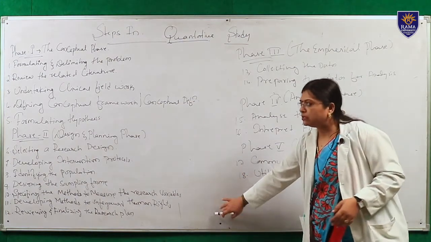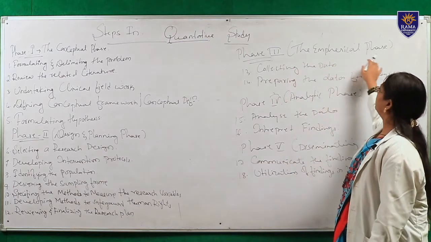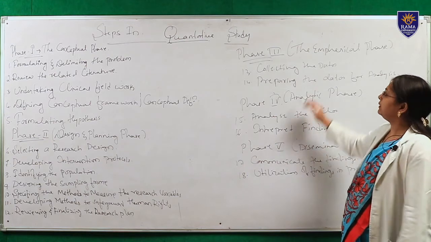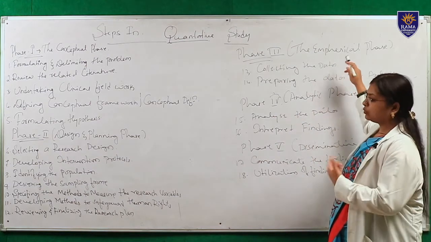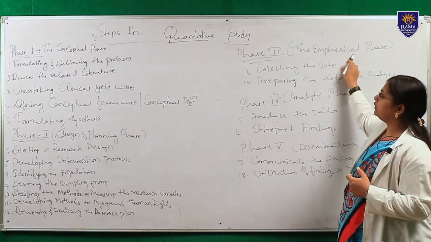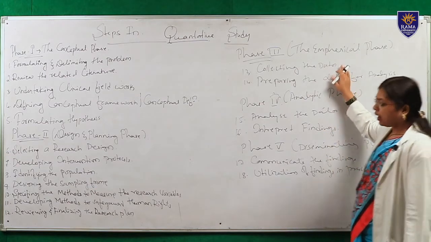After this completion, next comes the third phase, that is the empirical phase. In the empirical phase, what are we doing? Once we are done with the research plan, we will go to the people, to our samples. Here we are collecting the data. How will we collect the data?